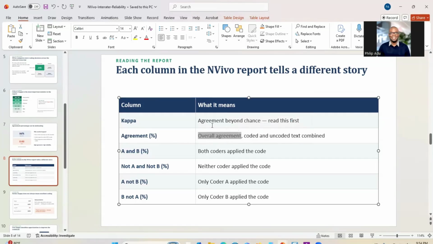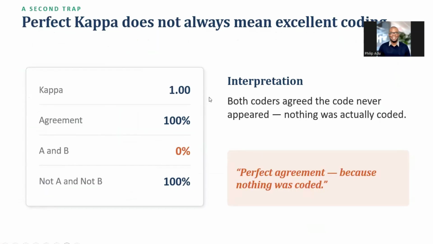In terms of the application of a specific code, how much do they agree in terms of how they apply the code in a specific area of the data, right? And then in terms of A and B, how much agreement do they have between the coders in terms of applying a specific code, right? So you can see that Kappa is one, which shows an indication of potential higher reliability. Agreement is also high. It's very high. It's 100%, right?